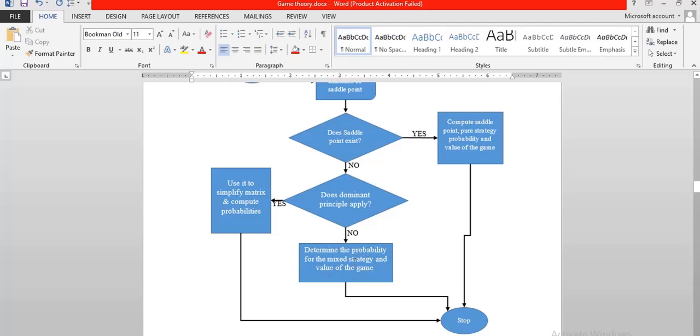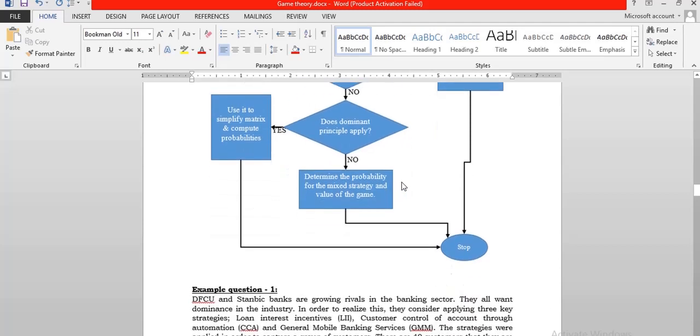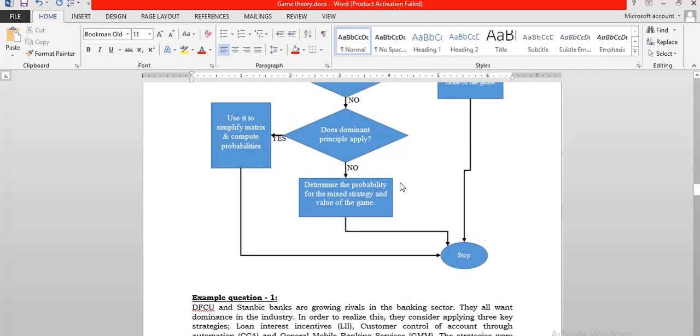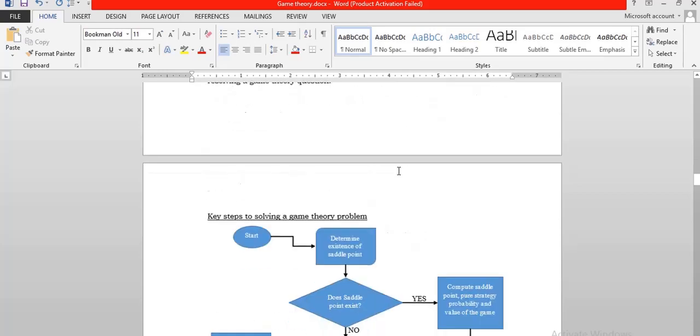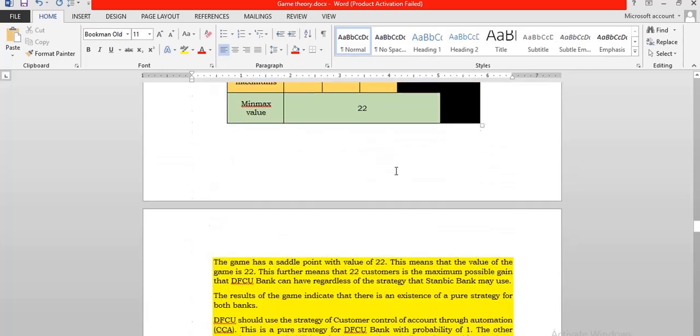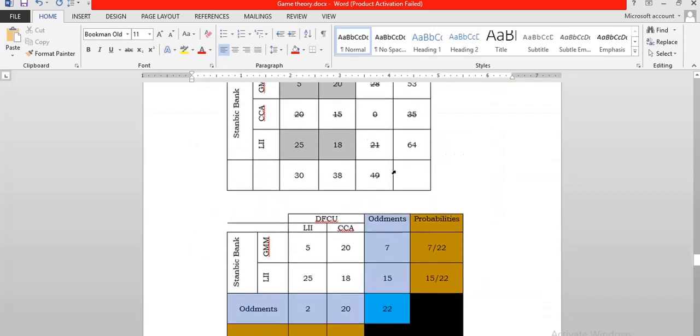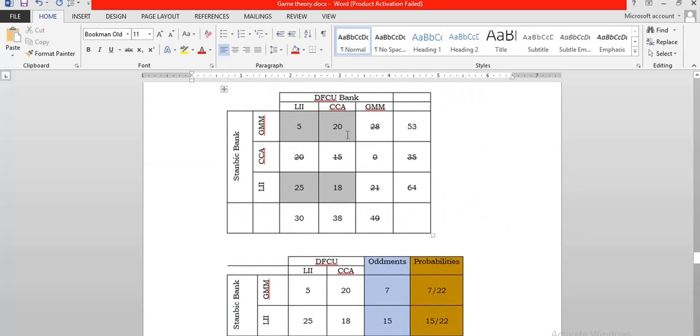So when you have tested for both saddle point and dominant principle and you have failed, you go to the last point, and therefore we're going to solve this particular question. This time we're going to use what we call computation of oddments, and probabilities like before. But now I want you to take note of one thing. In the question I've just completed, we were able to use the dominant strategy to reduce the matrix into a 2 by 2. It was a 3 by 3.